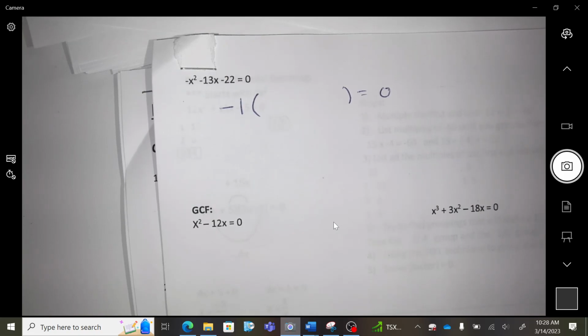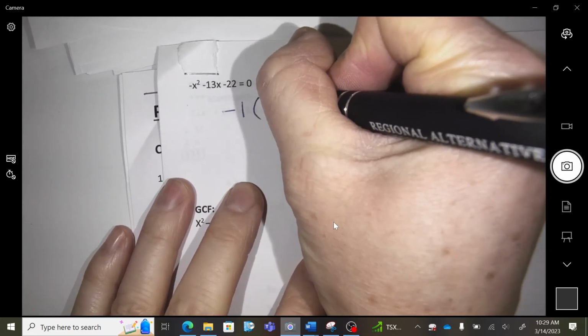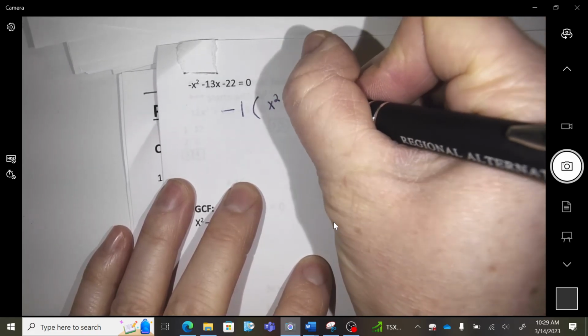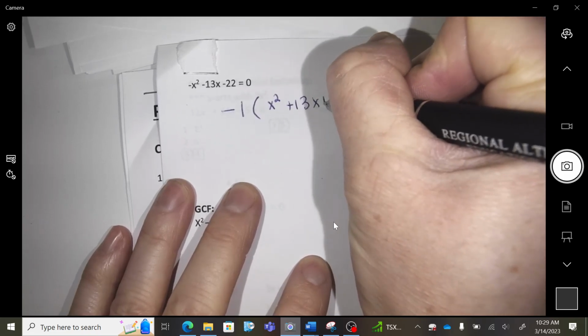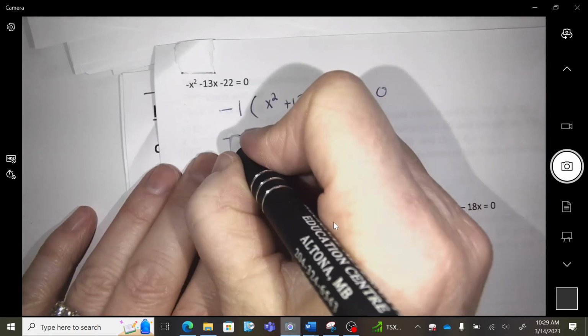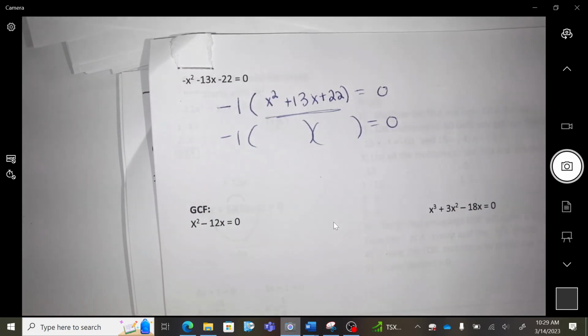Okay, what is your new trinomial if you say the negative 1 is coming out of all those numbers? So this would now be positive x squared, positive 13x, and positive 22. So you can just change the signs to them all, right? Okay, now I'm going to work with that simple trinomial. So now it follows my rules.